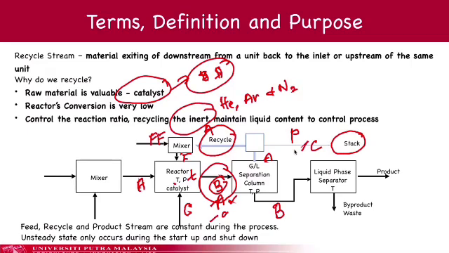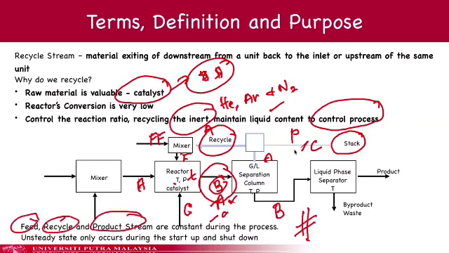At other times, we will recycle our process or utility liquid to save energy and cost, as well as to ensure that the process conditions of our plant are maintained. For all of the analysis that we describe here, we will always say that our feed, recycle, and product streams are constant during our process by assuming that the system is in steady state. Unsteady states only occur when we have a startup process or a shutdown.